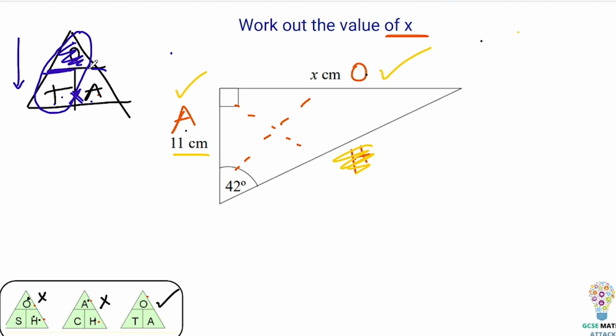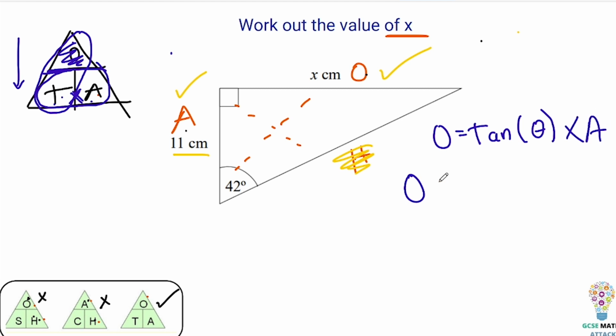So to work out opposite, I'm going to do tan times adjacent. Be careful with this calculation. When you do this in your calculator to work out opposite, it's going to be tan theta. I'm going to put this in brackets, and if you put that in brackets, it should give you an accurate answer, times adjacent.